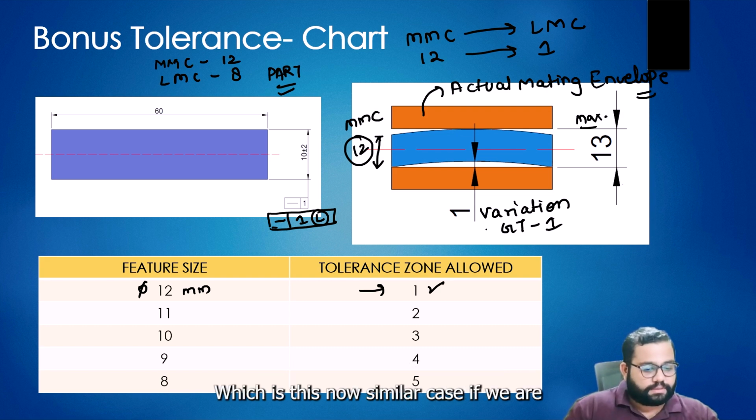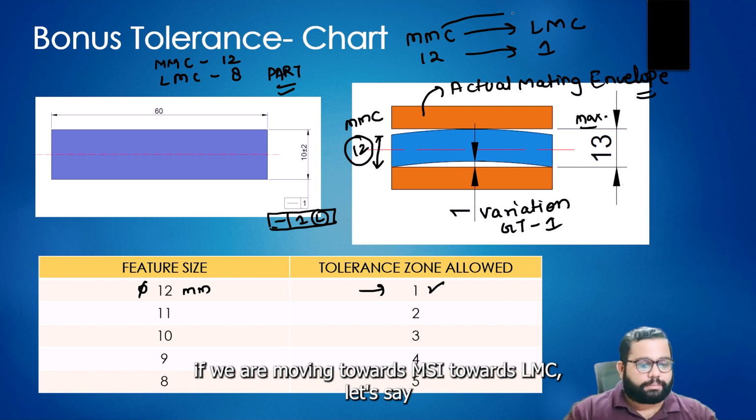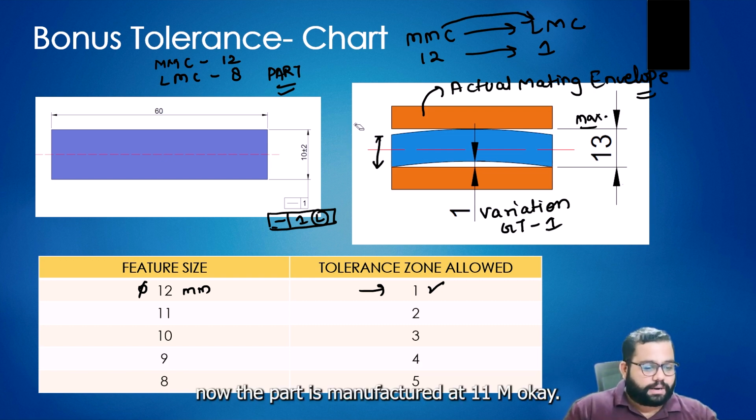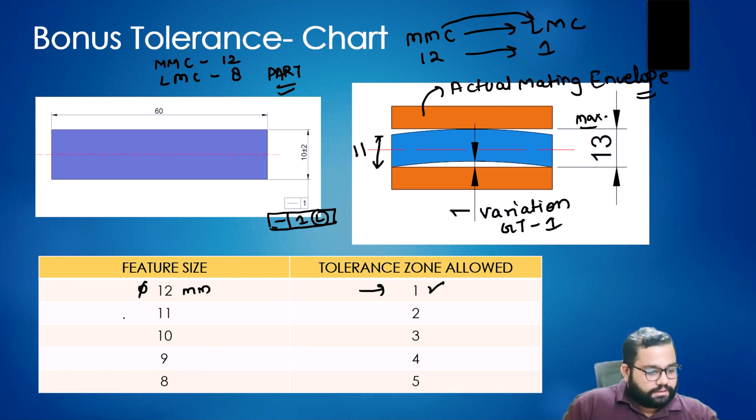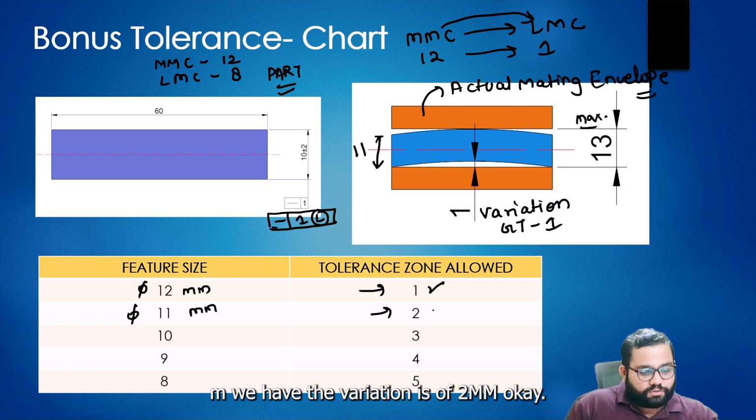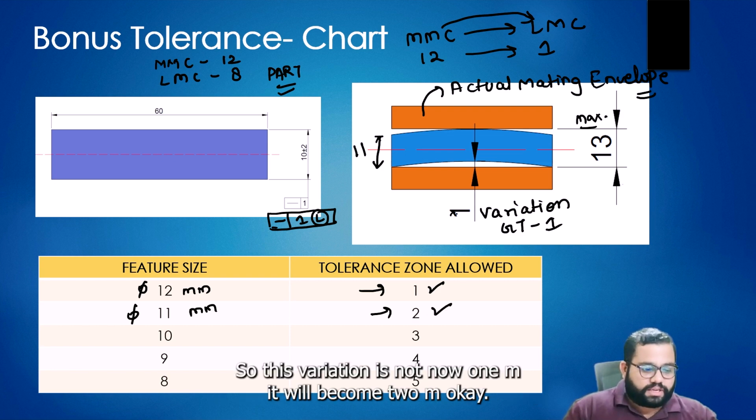Now, in a similar case, if we are moving from MMC towards LMC, let's say the part is manufactured at 11 mm. What will be the maximum variation here? If the part is manufactured at 11 mm, the variation is 2 mm. So this variation is not now 1 mm, it will become 2 mm.